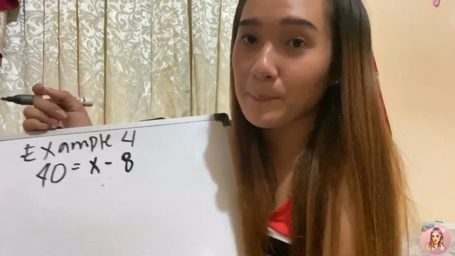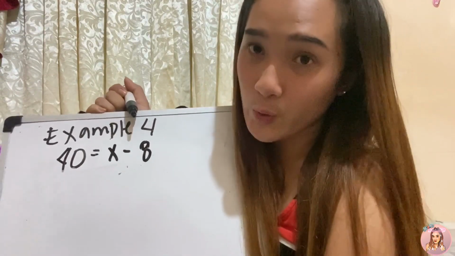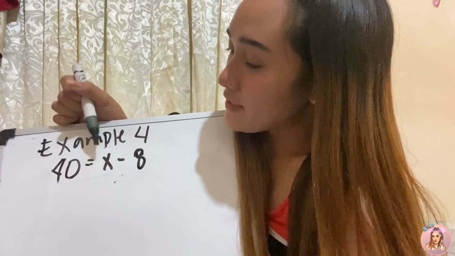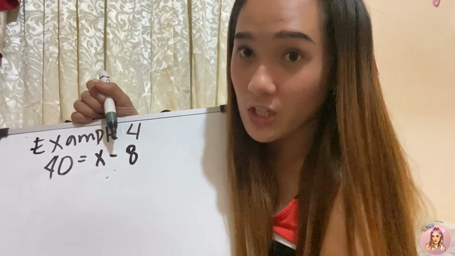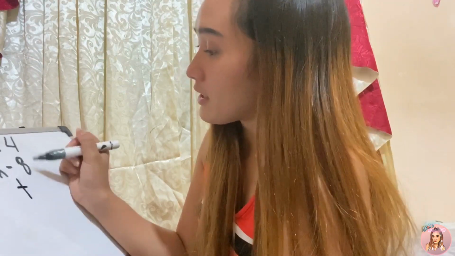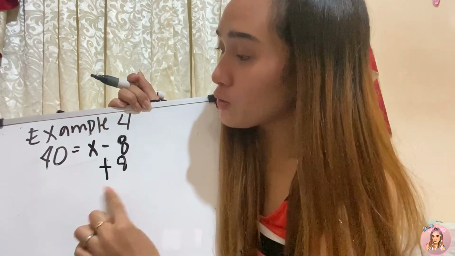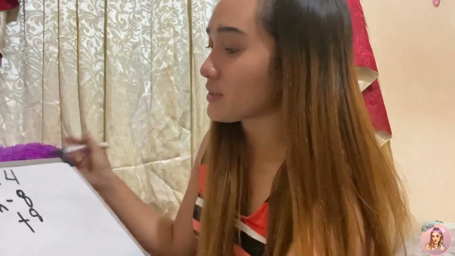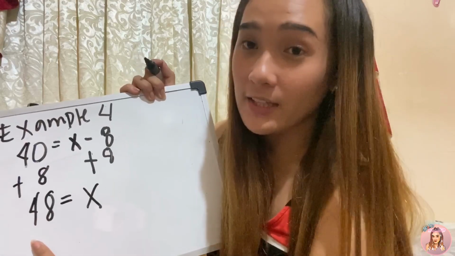This would be the last example. 40 equals x minus 8. So all you need to do is to follow the steps. The x is the variable there. Then the operation used is subtraction. So the inverse operation of subtraction is addition. Then copy the 8. What you put here, you need to put on the other side. So plus 8. So 40 plus 8 equals 48 equals x. So 48 equals x.